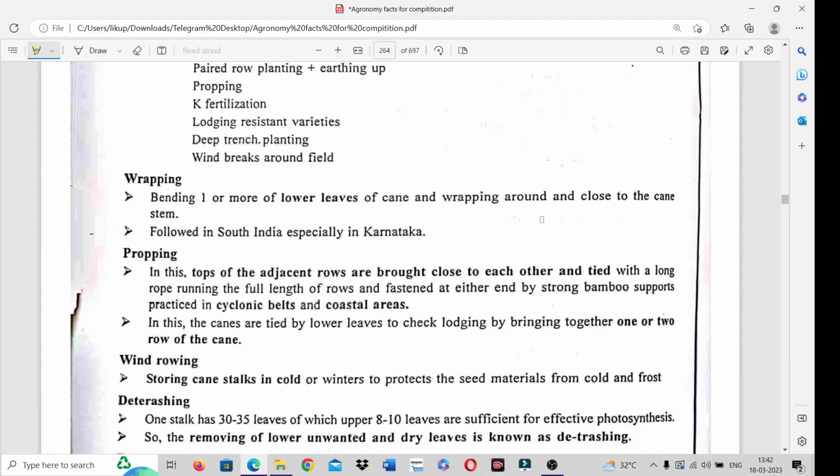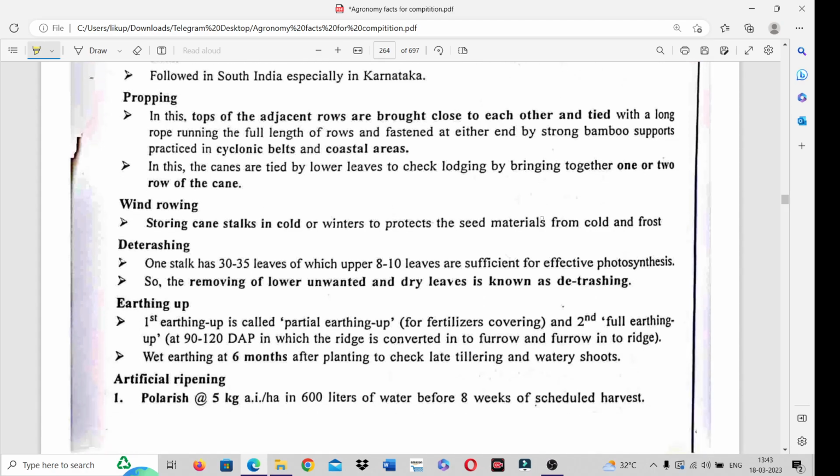Okay, wrapping: bending one or more of the lower leaves of cane, wrapping around and close to the cane stem. Wrapping is followed in South India, especially in Karnataka. Then propping: the tops of adjacent rows are brought close together, tied with a long rope running the full length of the rows and fastened at either end by strong bamboo supports, practiced in cyclonic belts and coastal areas.